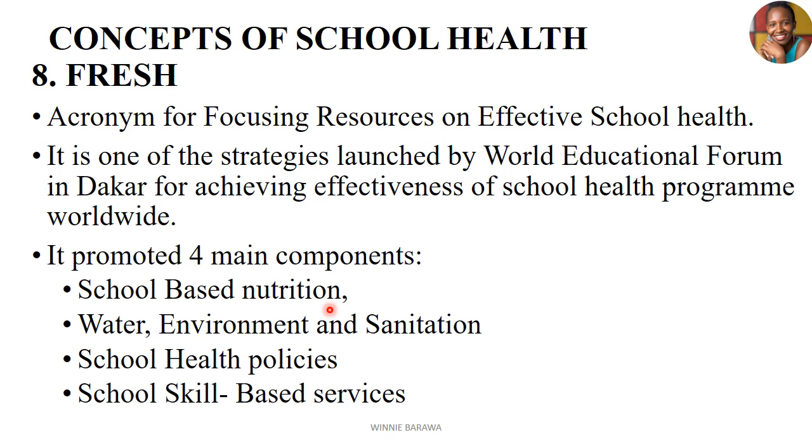Then we have water, environment, and sanitation. This was to look into provision of safe water, providing a safe school environment, and ensuring that there's cleanliness and hygiene in our learning institutions. The other part was looking into school health policies, and these are the documents that were to guide the different school health practices. And then there was school skill-based services. This was looking at different services that can be provided in our schools in a bid to promote school health. You find these are the areas where a school could introduce health clubs, physical activities, campaigns and advocacy programs that could enable the skills and knowledge of our students.